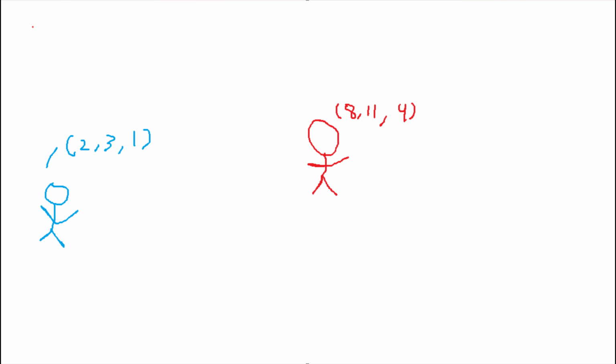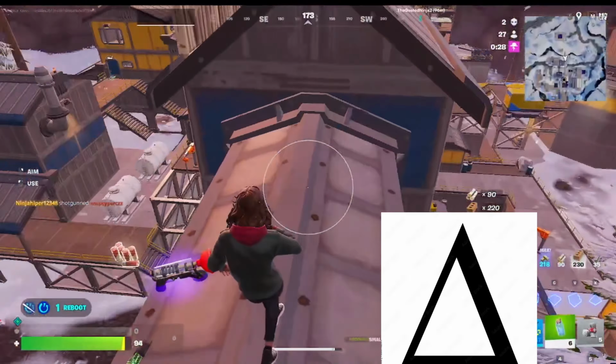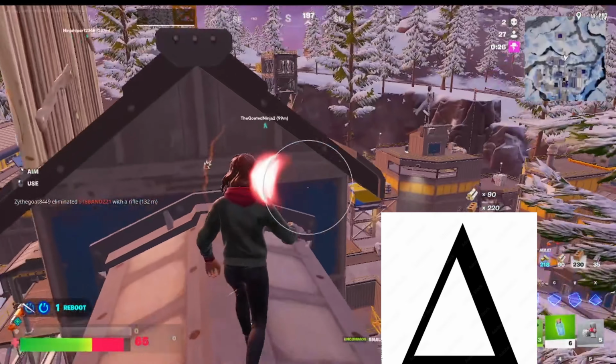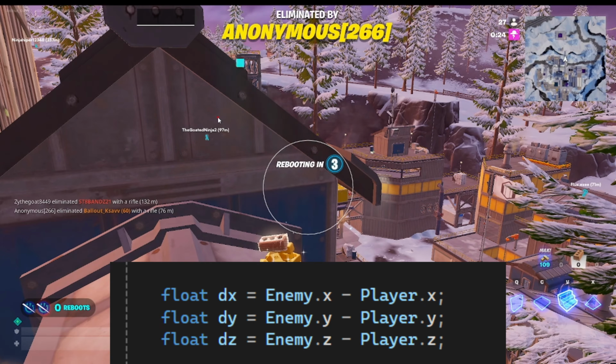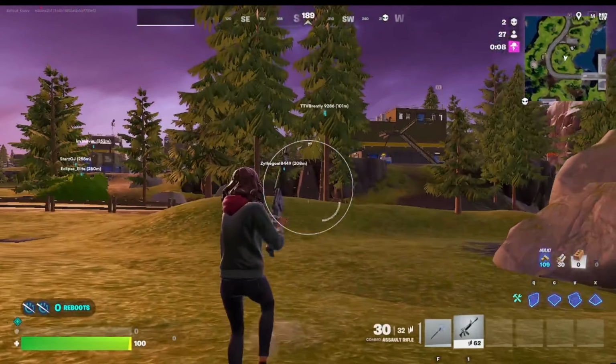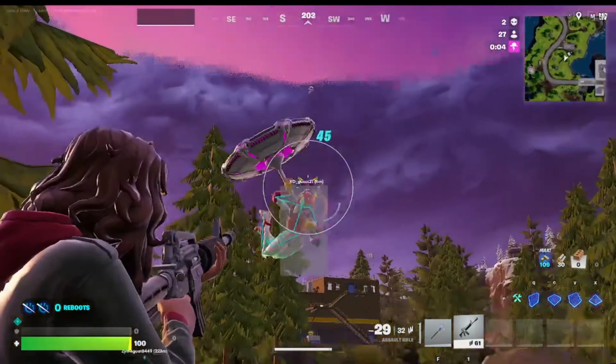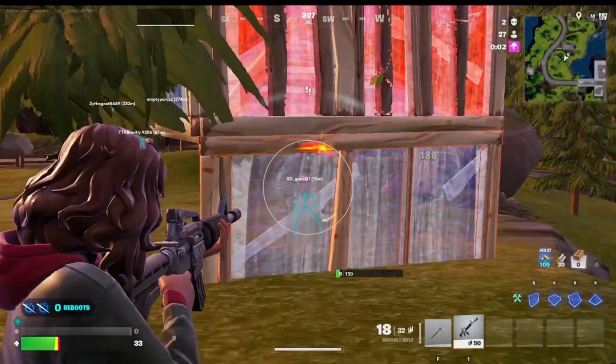So now we know where both objects are. But knowing their positions isn't enough. We need to answer a different question. What direction is the target from us? And this is where something called delta comes in. If you've seen this triangle-looking symbol before, that's the Greek letter delta. In math, delta is commonly used to represent change or difference. So if I move from x equals 2 to x equals 8, my change in x is 8 minus 2 equals 6. For our two 3D positions, we can calculate three differences.